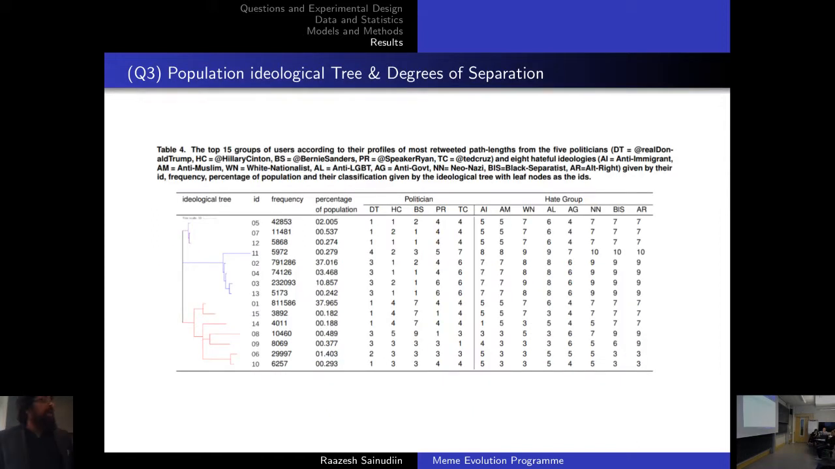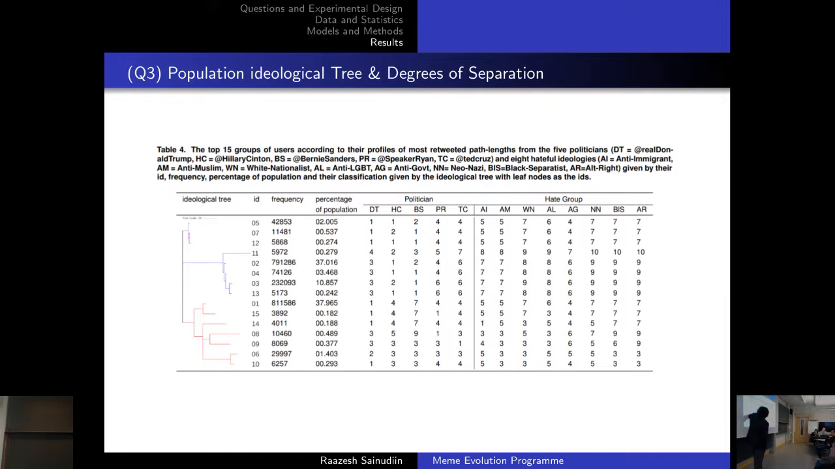And then this is the ideological tree I will try to draw for the next couple of minutes. Basically, I'm only showing you the top 95% of the population that is summarized by these integers, where each integer is the length of the shortest, most retweeted path to Donald Trump, to Hillary Clinton, and so on. This shows approximately 2% of the population, which is 42,853 users in our sample, have this ID 05, and it's this little leaf node in this purple clade. And this is 7, and this is 12.